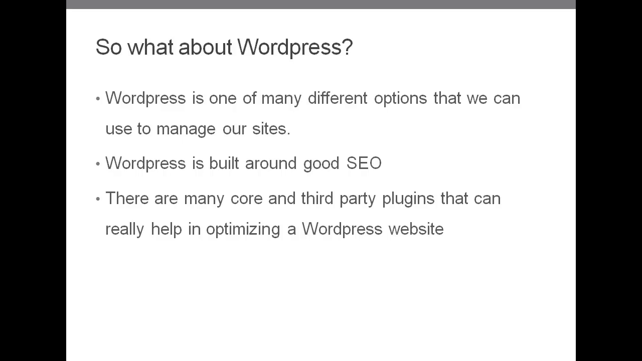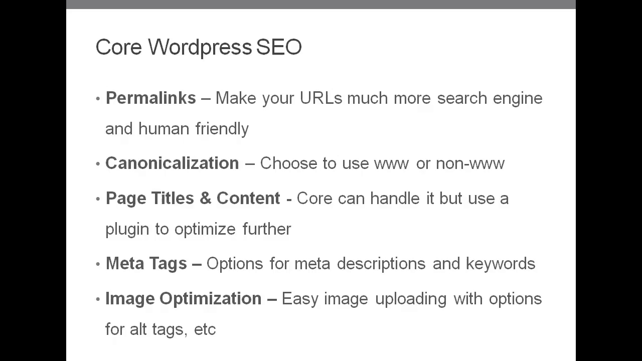There are many core and third-party plugins that can help in optimizing a WordPress site, and we'll look at a lot of those in the coming sections. So there's really two sides of WordPress SEO. There's core, which is functionality and content from within the core WordPress system, without any plugins or extensions. And then there's functionality we can get from third-party plugins, which we'll look at next.